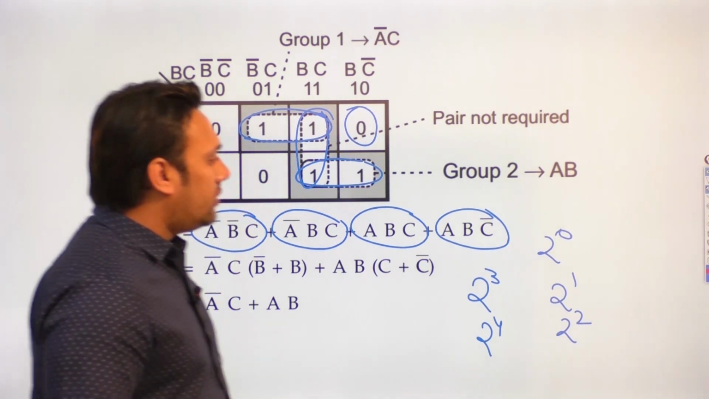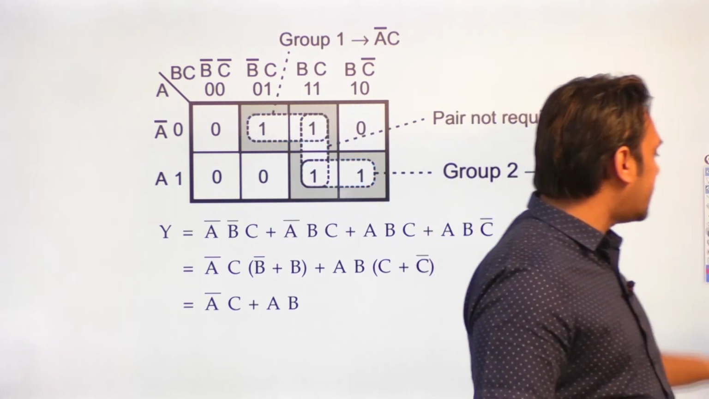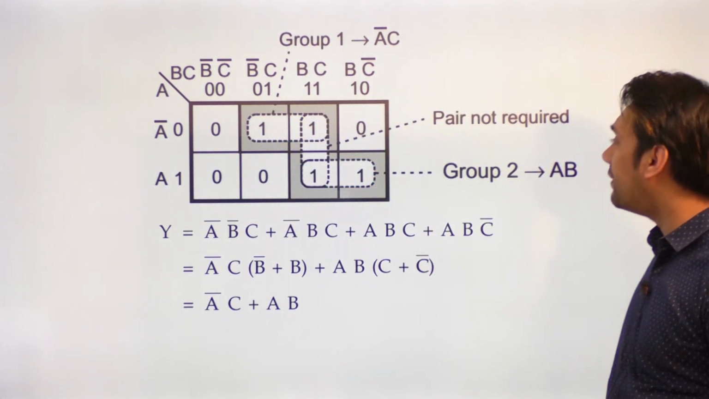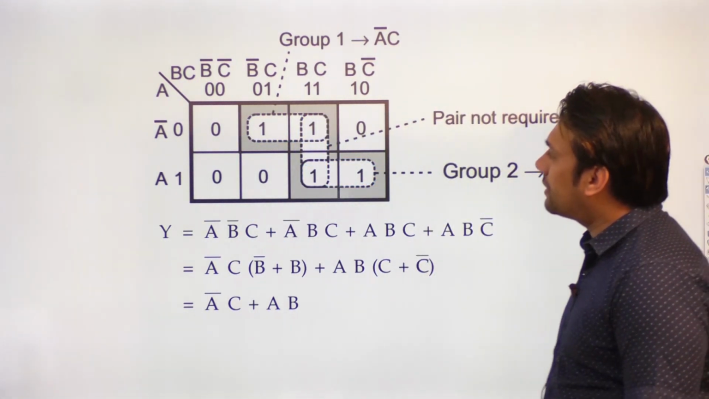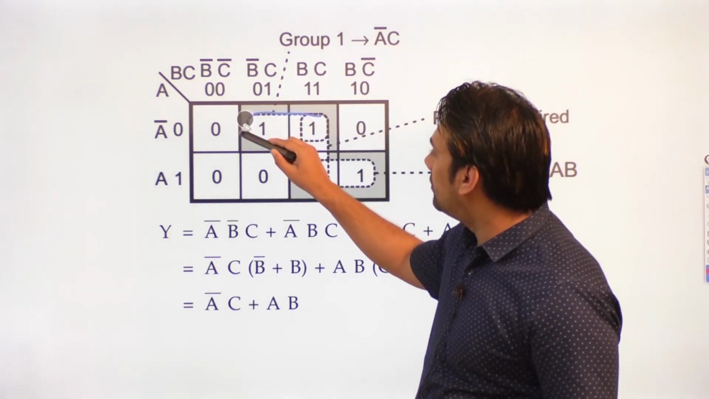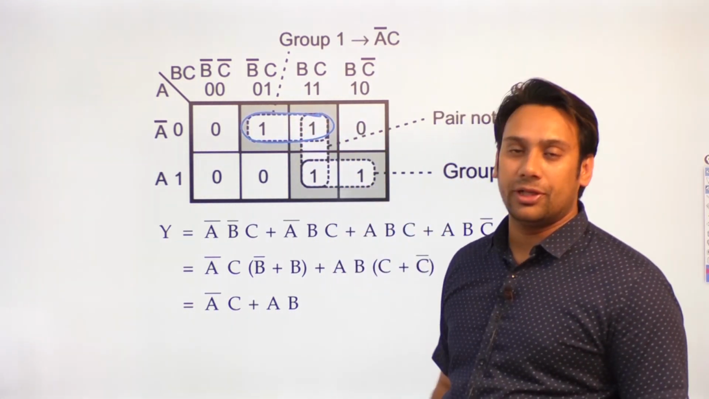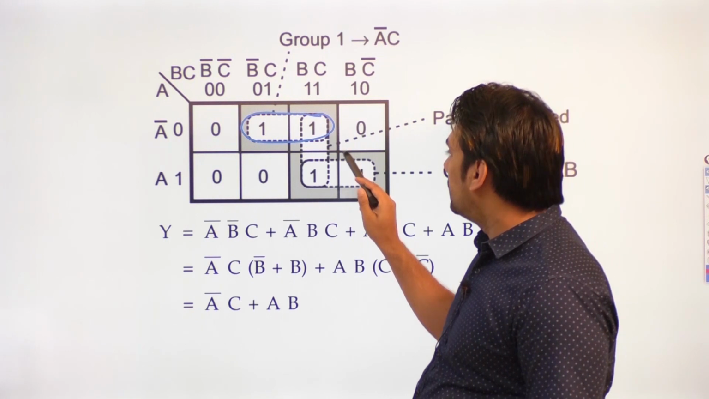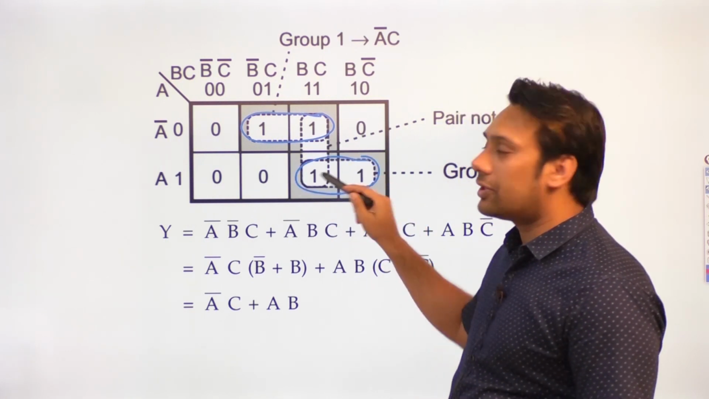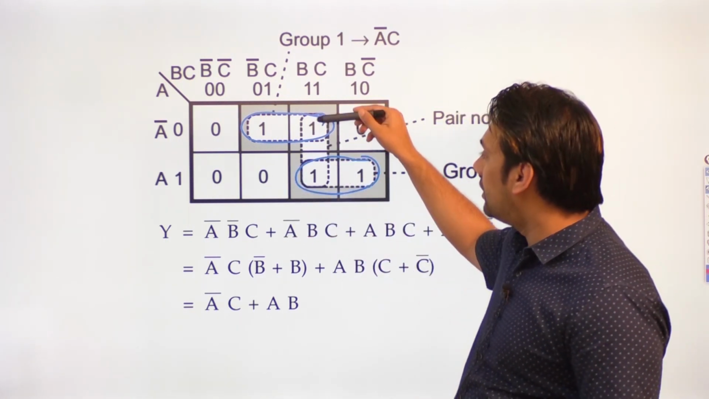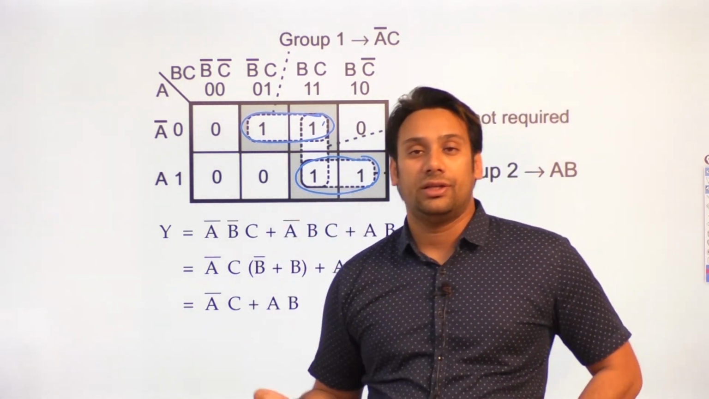Okay. Now in this case, if you look at it very clearly, what is happening here? Both of these ones are included in this subcube, as well as both of these ones are included in this subcube, but these two ones are included in 2 different subcubes.